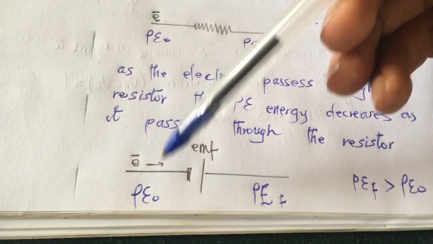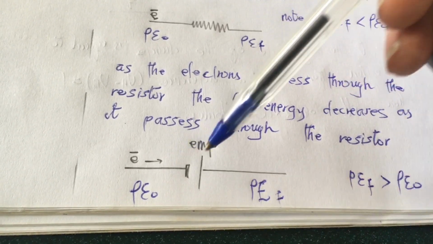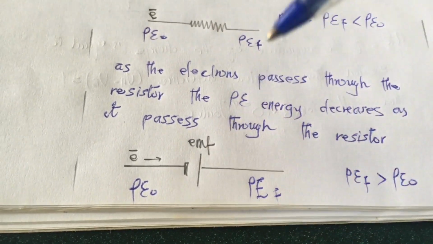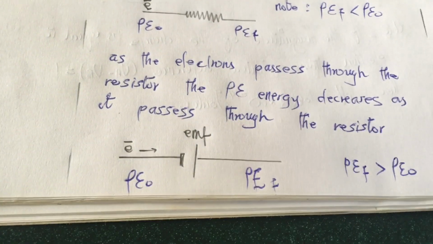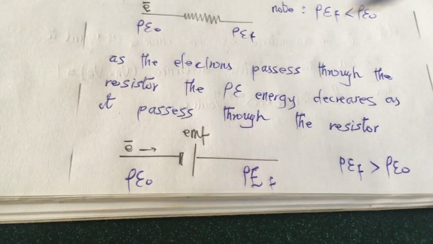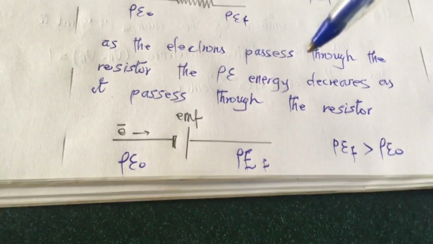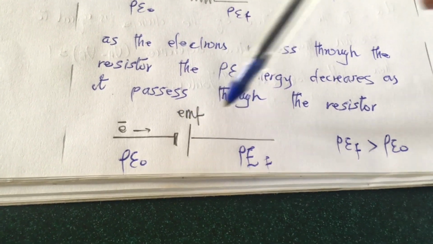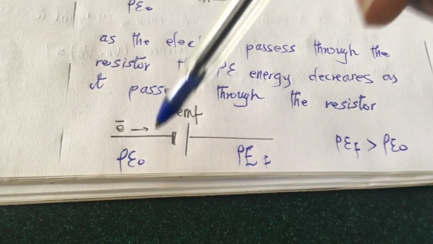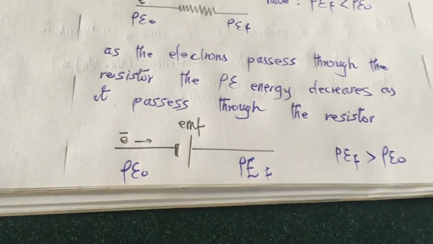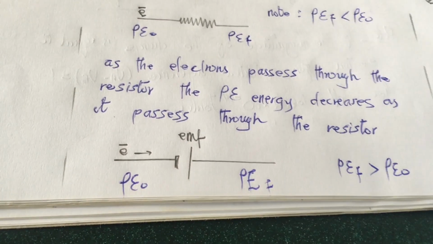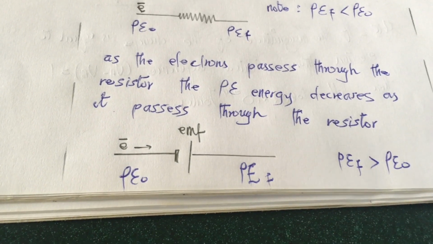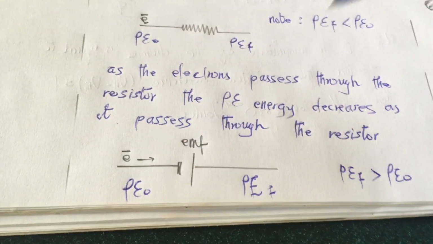Before it reaches here, the potential energy will be very small, but the moment it enters the EMF again, the EMF gives it the same energy again, it pumps it out. So the potential energy that it will be using to move out of the EMF will be greater than the initial one. Okay, so that's the main thing that you should keep in mind that will make you understand things very well.